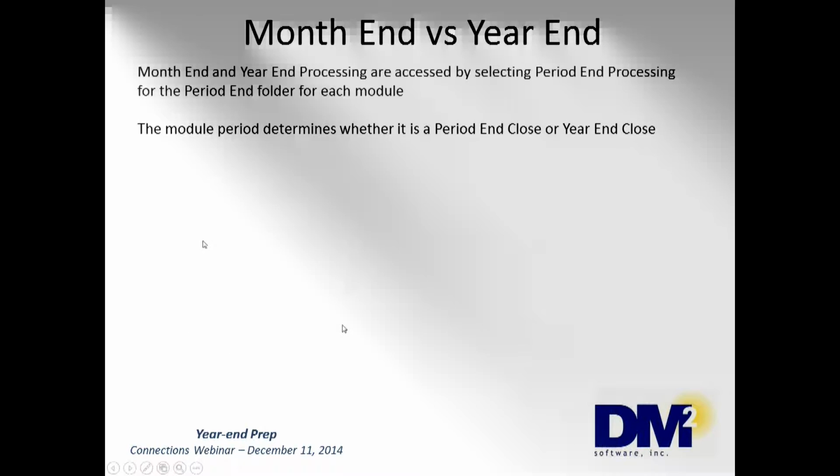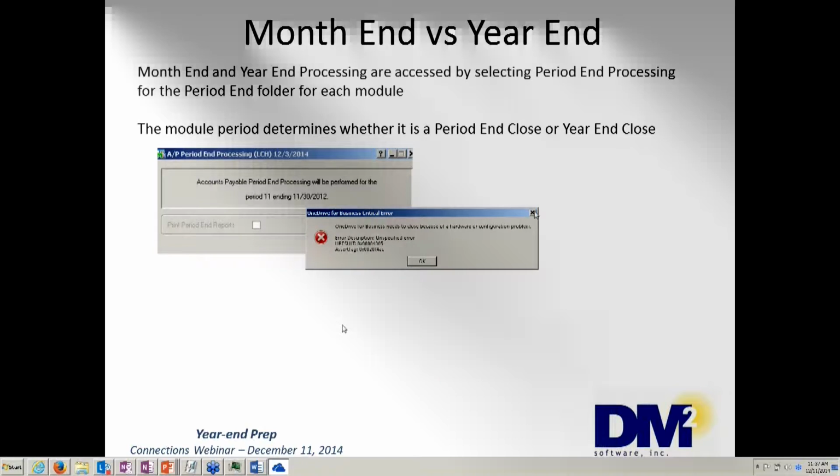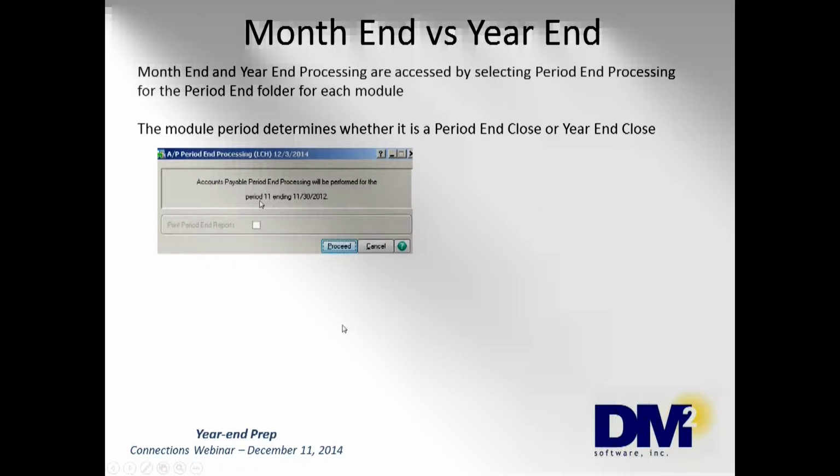The module period determines whether it is a period-end close or a year-end close. The module date, period or date, is going to designate if this is a period-end close or a year-end close. For instance, in this AP example here, we have period ending 11/30. So it knows, because of the way the fiscal year calendar is set up, that this is a period end.